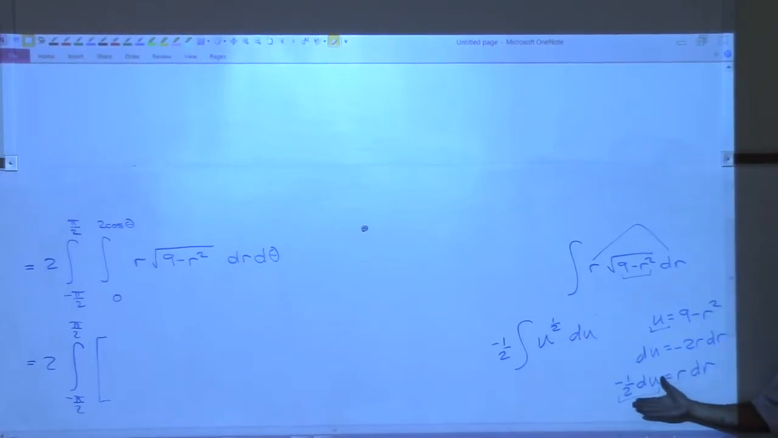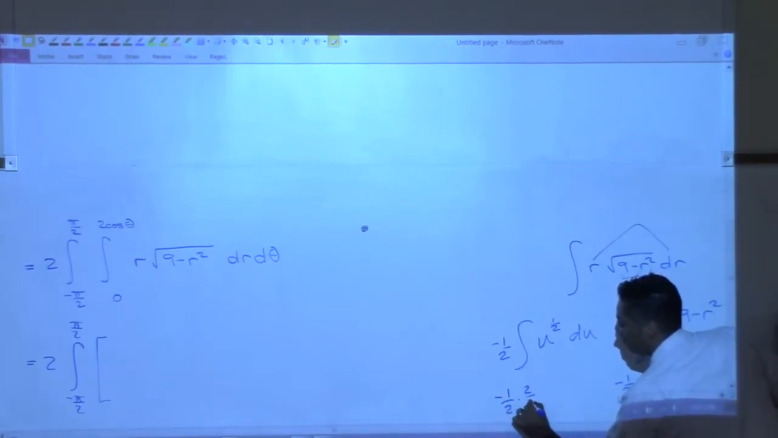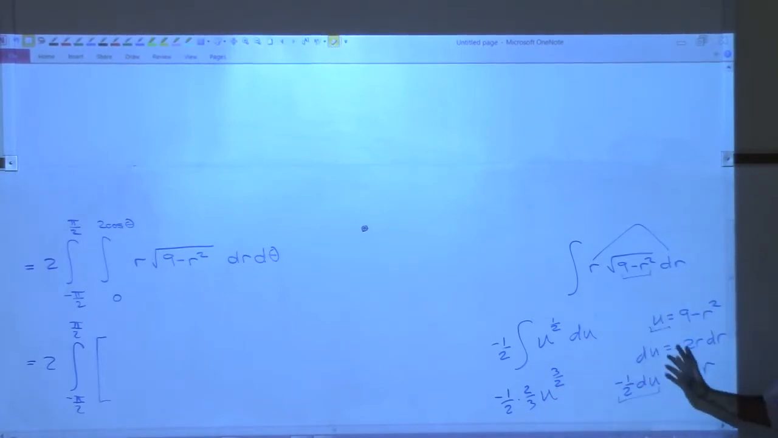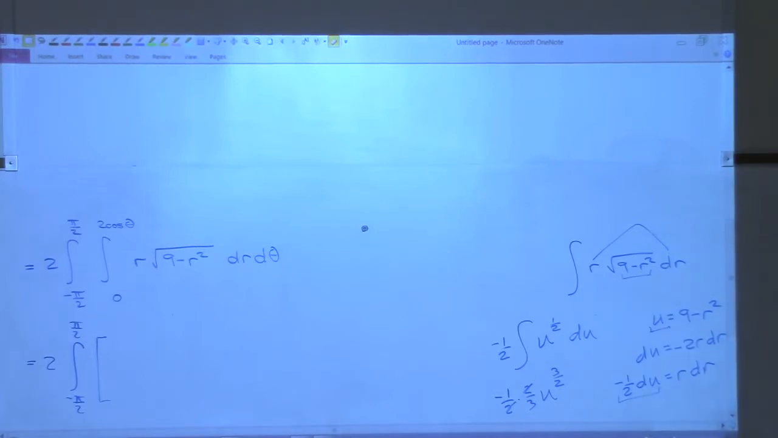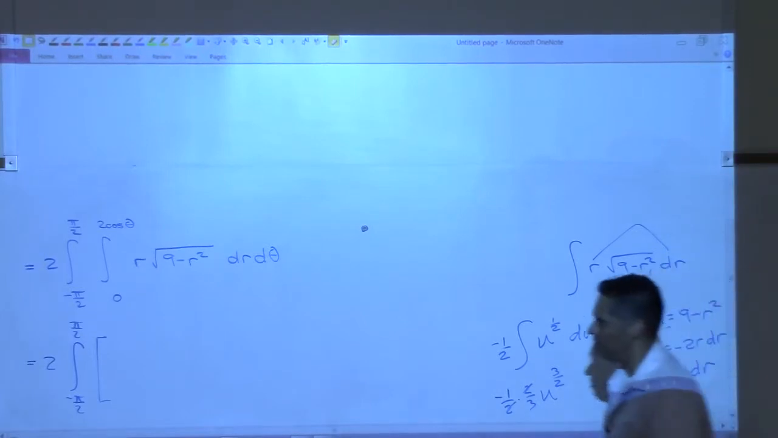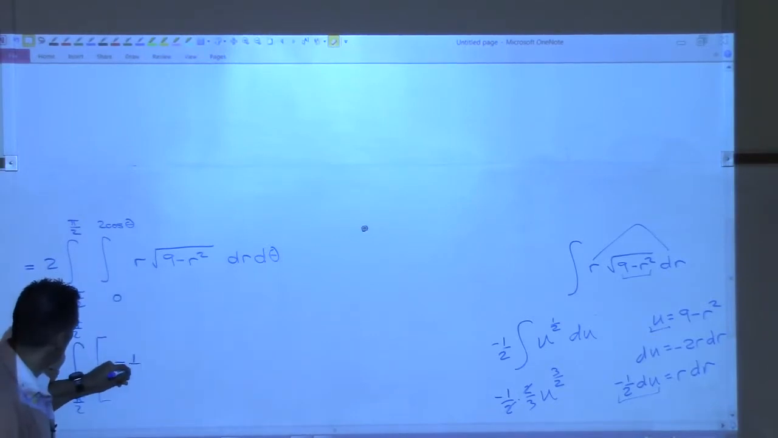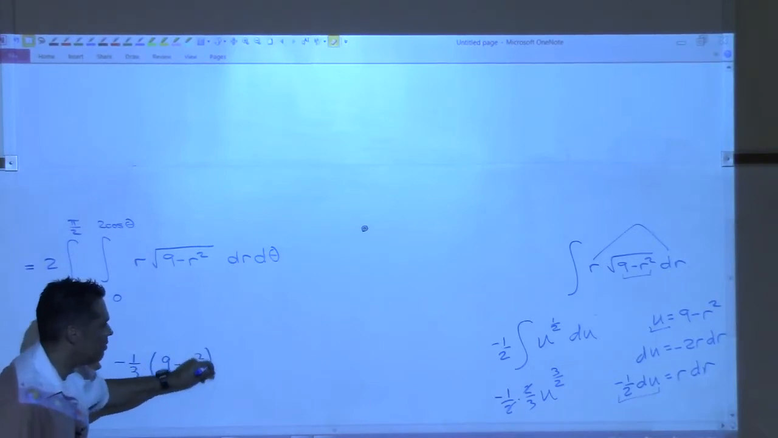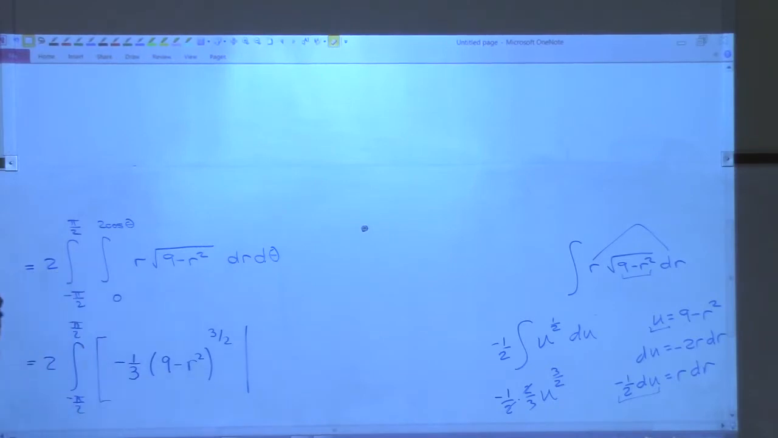So that's the u sub. Then I have to do power rule on that. So this is negative 1/2 times 2/3 u to the 3/2 plus a constant, but the constant's not going to matter. These twos cancel. And so that would be it. That's our basic U sub. So over here, our antiderivative is negative 1/3 9 minus r squared raised to the 3/2 evaluated where?